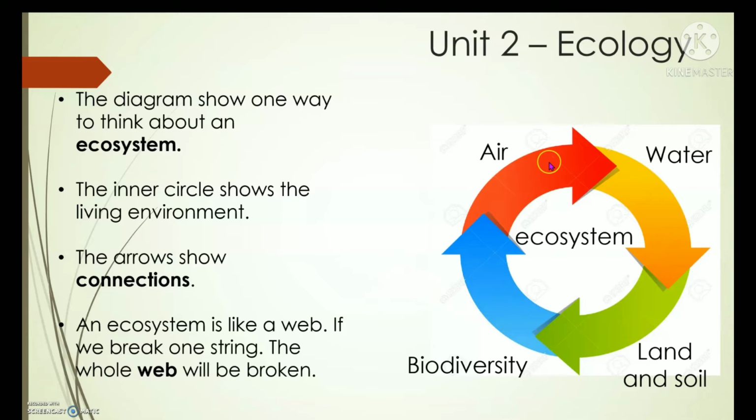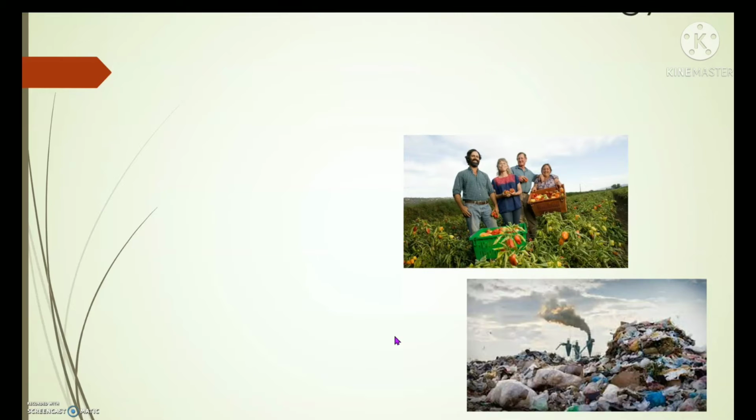For example, the arrow right here, which is the air, is not here. Will it work? Will it affect water and land and soil? Of course, because it says right here that if it is like a web and there is no air, or if the arrow is not here, they cannot survive without air. It will not work. Okay, so let's move on to the next slide.